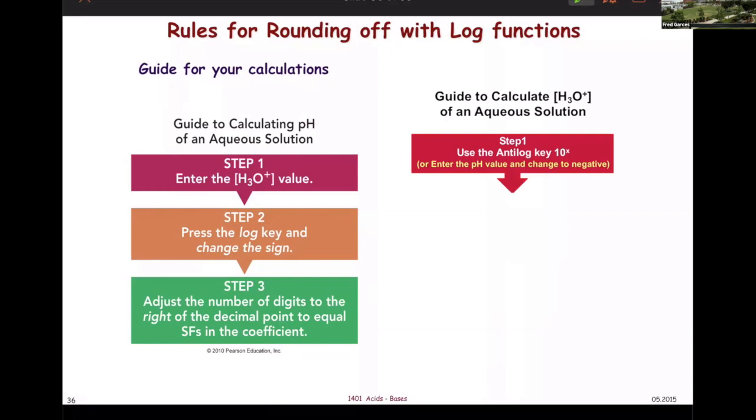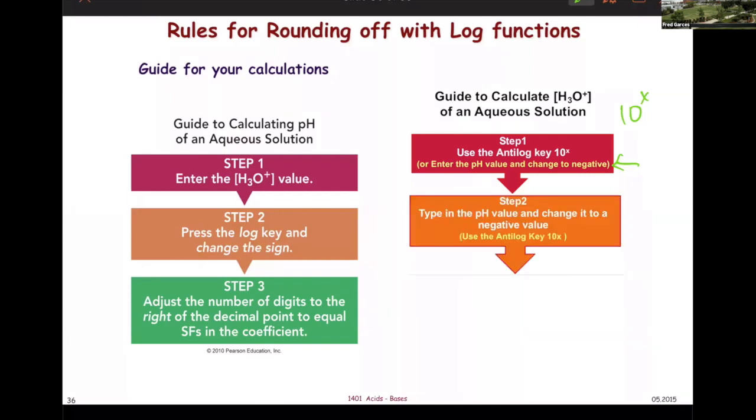The reverse way is, on some calculators, you have to hit 10 to the x first. Other calculators, you have to put in your numbers first. It depends on your calculator. I don't know what calculator you have, but depending on your calculator, you'll know when you do this because it'll give you some error. But what you will do is hit 10 to the x and then put in your negative pH, or you put in your negative pH and then hit your 10 to the x key. Okay, so the yellow and the white are for two different versions of calculators, and then you get your answer.